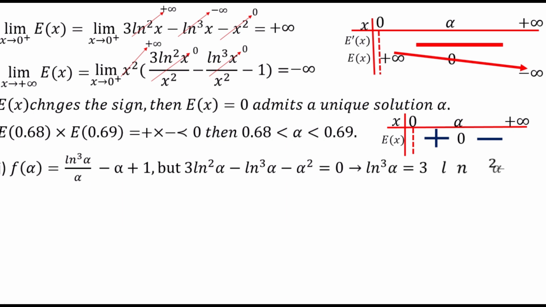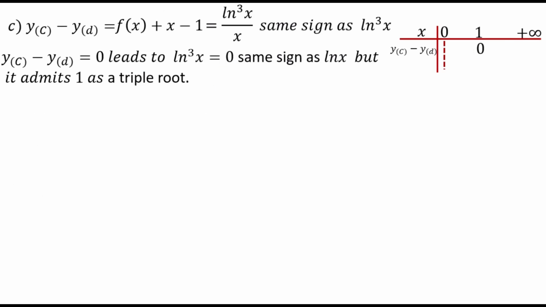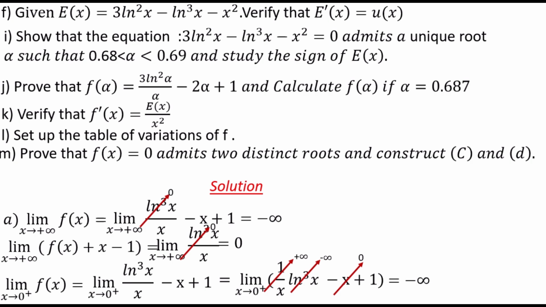F of alpha, we have to prove what? We have to prove that f of alpha equals 3 ln square alpha minus 2 alpha plus 1. We know that f of x is ln cube x over x minus x plus 1. Okay, from first look, we have to get rid of ln cube alpha. Let us see.